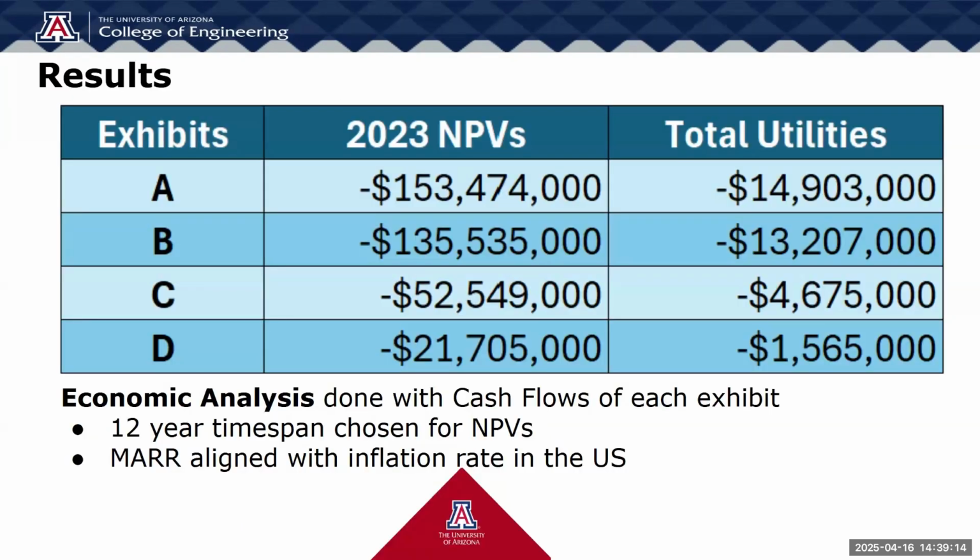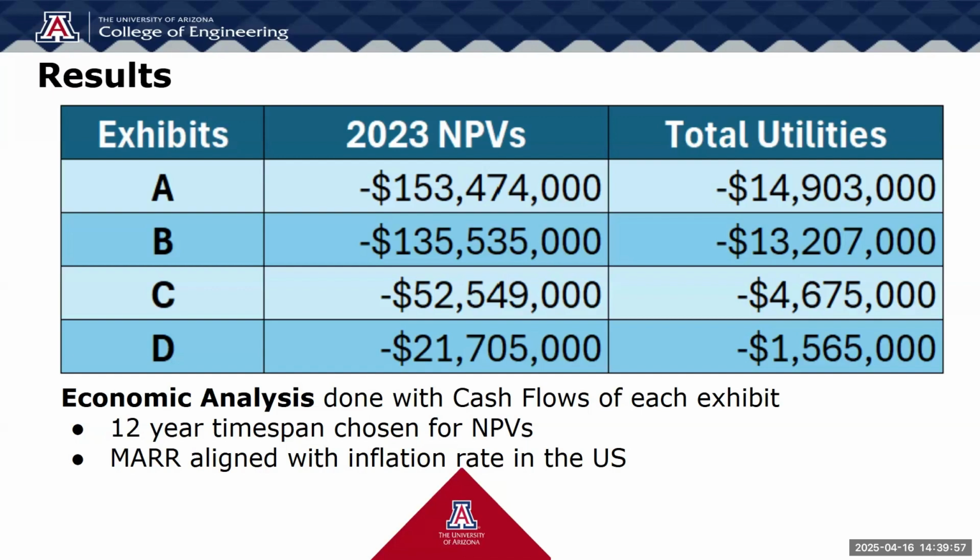The economic analysis of our design project evaluated the financial feasibility of 4 system designs, exhibits A through D, using cash flow diagrams. These diagrams incorporate capital costs, annual maintenance, and utility expenses such as electricity, distilled water, and others, in addition to equipment depreciation based on a project lifetime of 12 years. A net present value analysis was done on each exhibit using a minimum acceptable return rate aligned with inflation according to the U.S. Department of Treasury. An IRR analysis was deemed impossible, as with no income, our calculated IRR would be infinite.